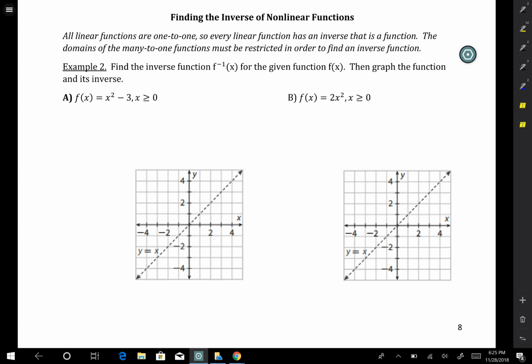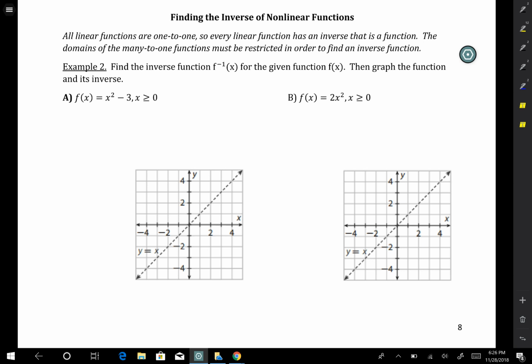So if we look at example A, the reason we have that x is greater than or equal to 0 after the function is because this function is a quadratic. Remember that quadratics are many-to-one, so as they are given to us, they do not have inverses. But this one is f of x equals x squared minus 3 for x greater than or equal to 0. So let's first just think about the graph, x squared minus 3.